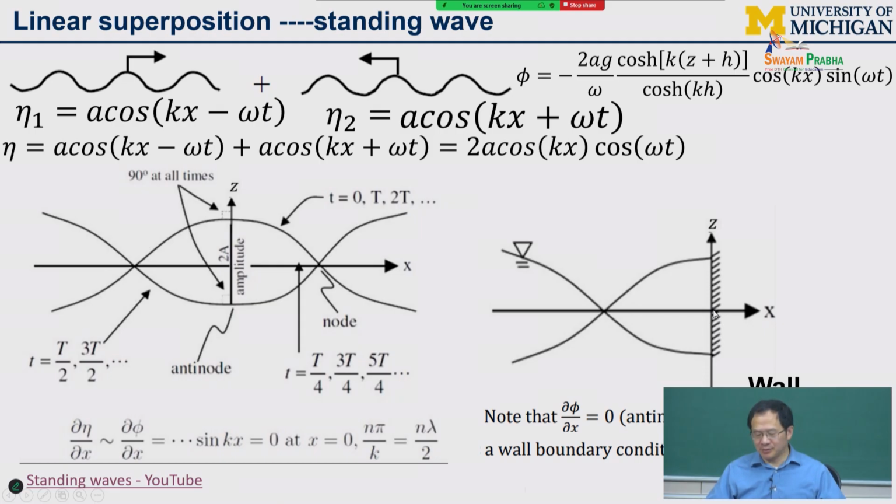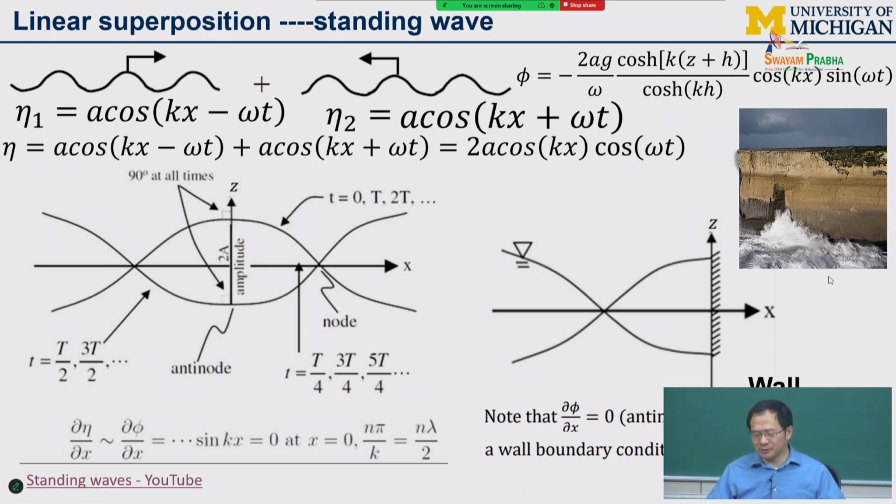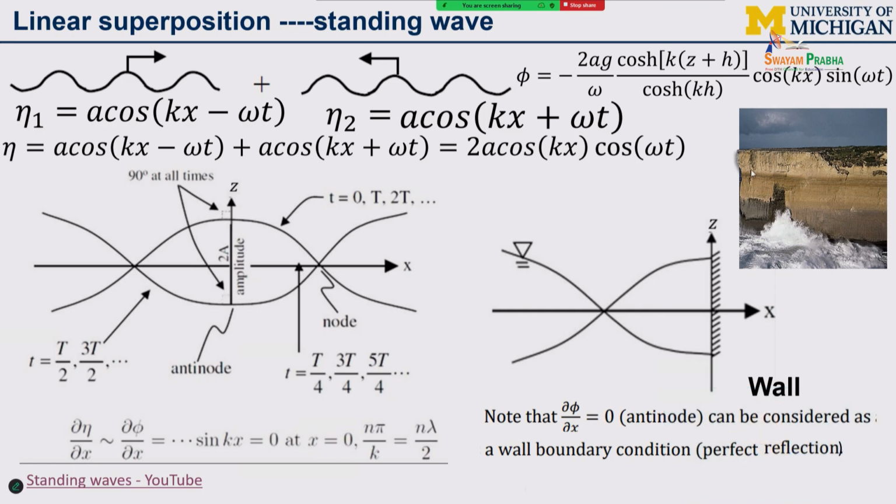This standing wave can be dangerous, especially if the amplitude becomes larger, right? With a hard wall like that, reflection can create a standing wave. Another way to create a standing wave: imagine a wave tank with two wave makers, right? You make the waves out of phase like that, and you generate a standing wave.